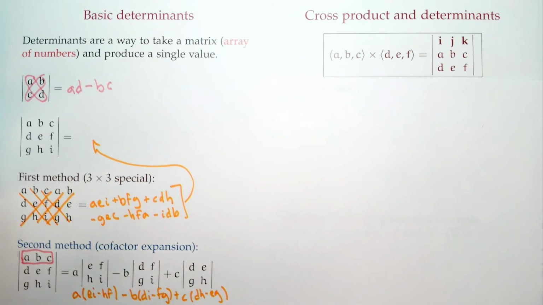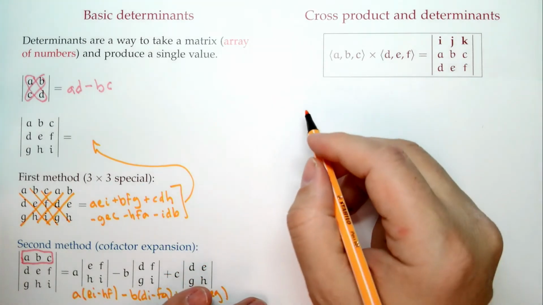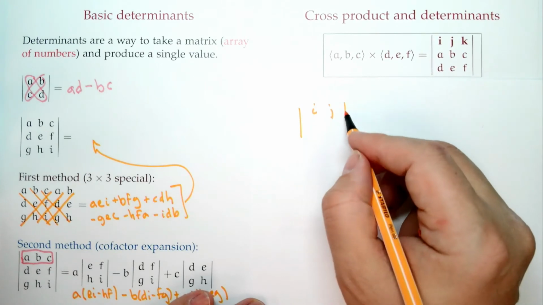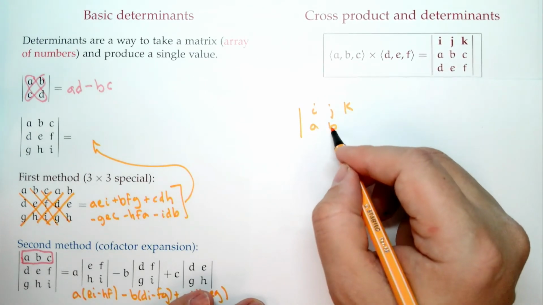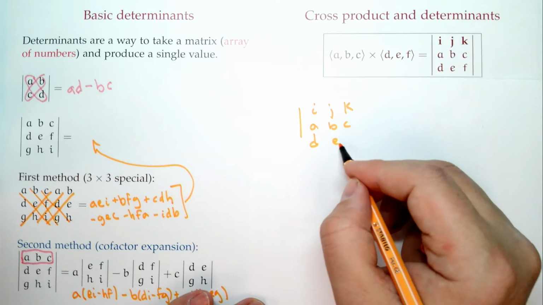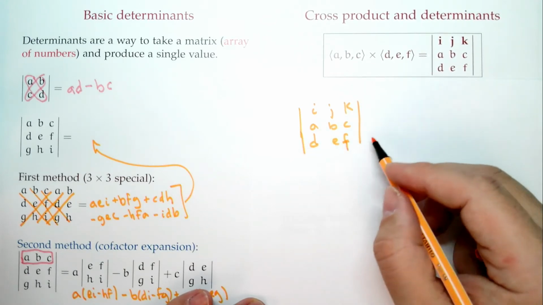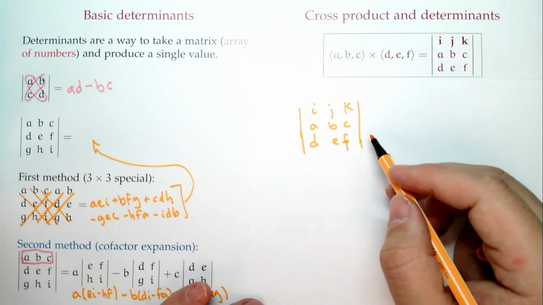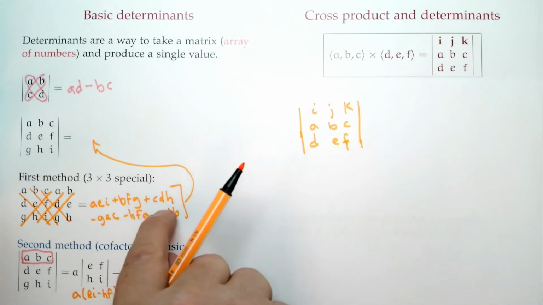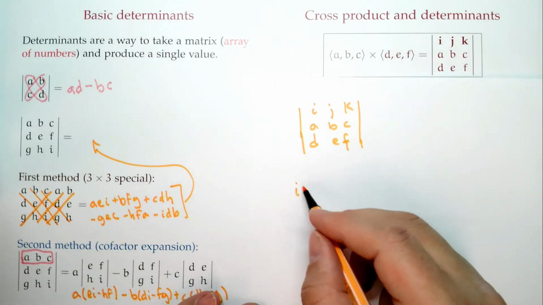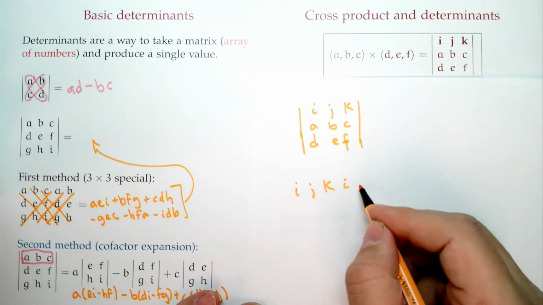Well, let's verify. How do you verify? We're just going to do the work. I, J, K, A, B, C, D, E, F. We're taking this cross product, and what do we get? I'm going to do it this way: I'm going to represent this by copying all the work down again, and then repeating the first two.